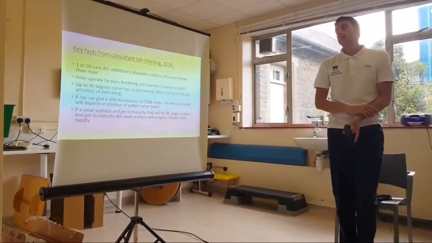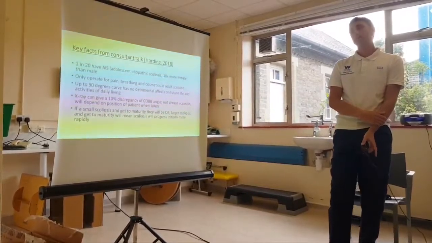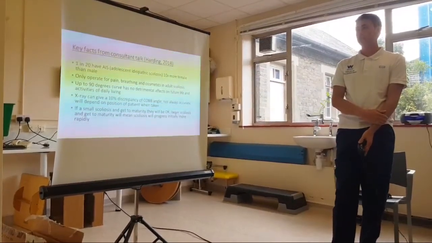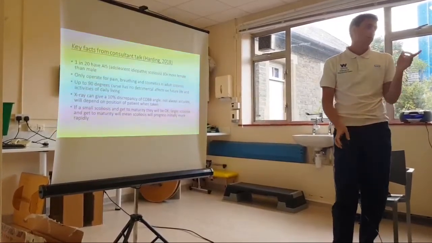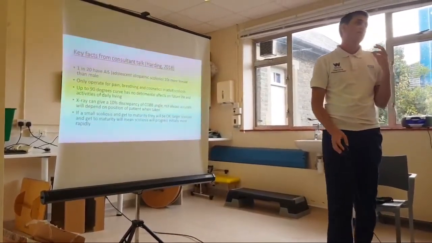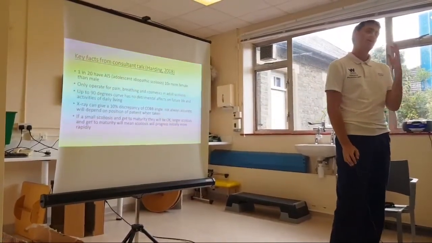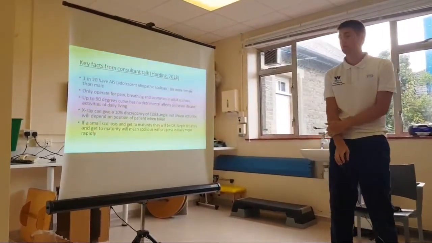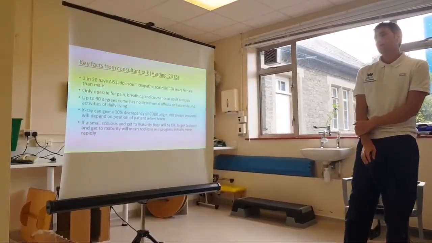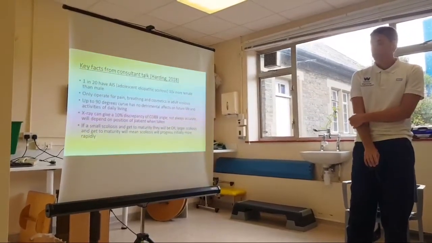So X-ray could give a 10% discrepancy on Cobb angle. So it's not always accurate, and will depend on the position of the patient when taken. Again, that comes back to Andrew's point about the consultant ordering them, because they'll make sure the patient is in the correct position and they've got the right views. Like Andrew said, you don't want to highly irradiate children. Generally, if a scoliosis is small and gets to maturity, they'll be okay.